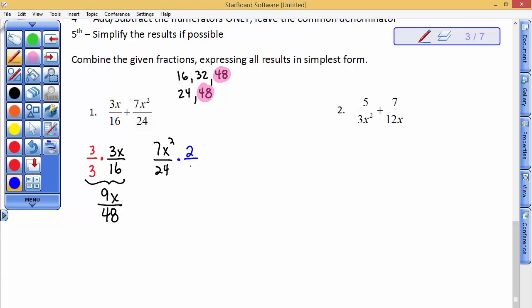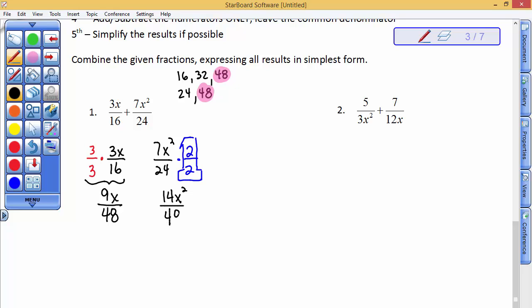Remember, you're multiplying by the number 1. This is my kind of fun little play with this. You're multiplying by the number 1 because you're multiplying by the same thing over the same thing. So upstairs, 7x squared times 2 is 14x squared. And downstairs, 24 times 2 is 48.